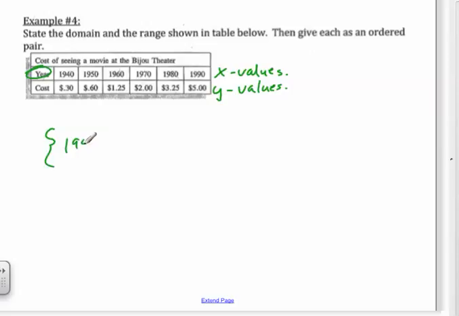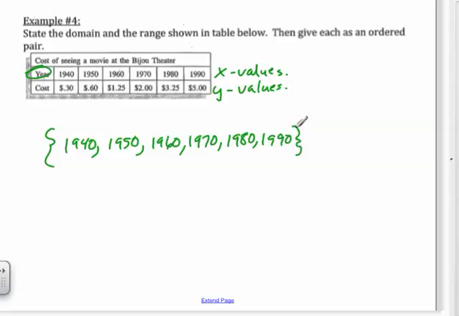So 1940, 1950, 1960, 1970, 1980, 1990. And then I draw braces to close it off. That's the domain. All right, so I want to be able to state it that way.